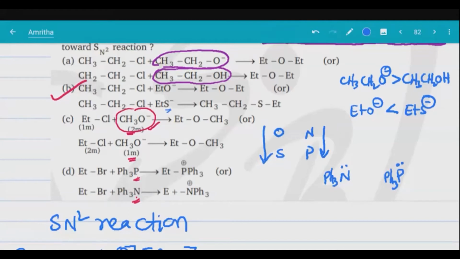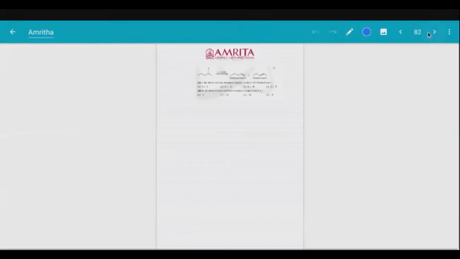Option C. Option C I am explaining. Concentration of nucleophile matters. 2 molar it is. See, look at this. This is 2 molar, 1 molar. The more the concentration, the faster this reaction is. Nucleophile concentration. Okay. Fine. Next question.